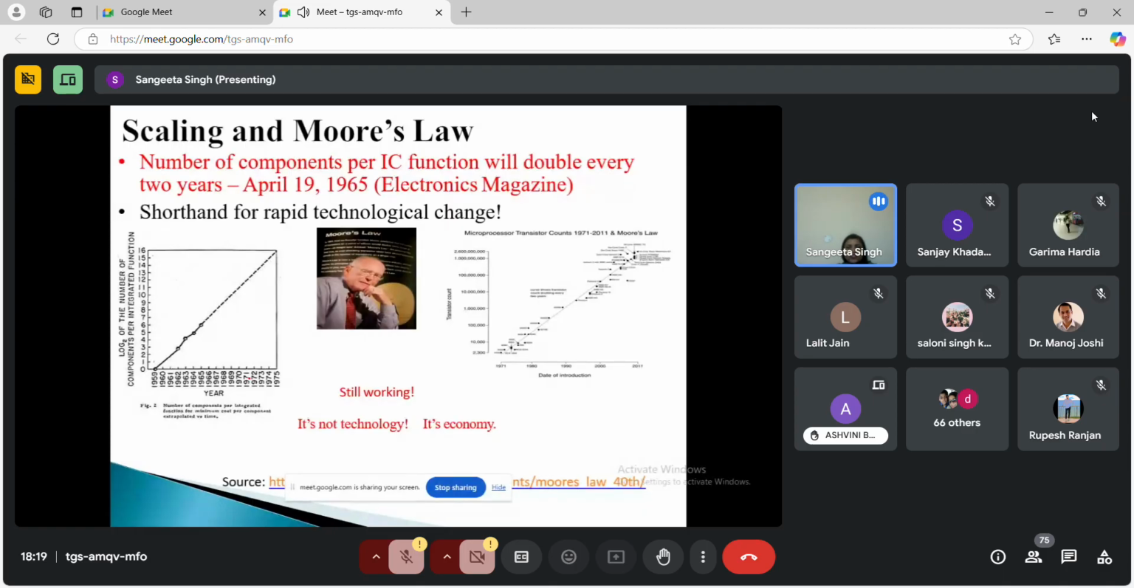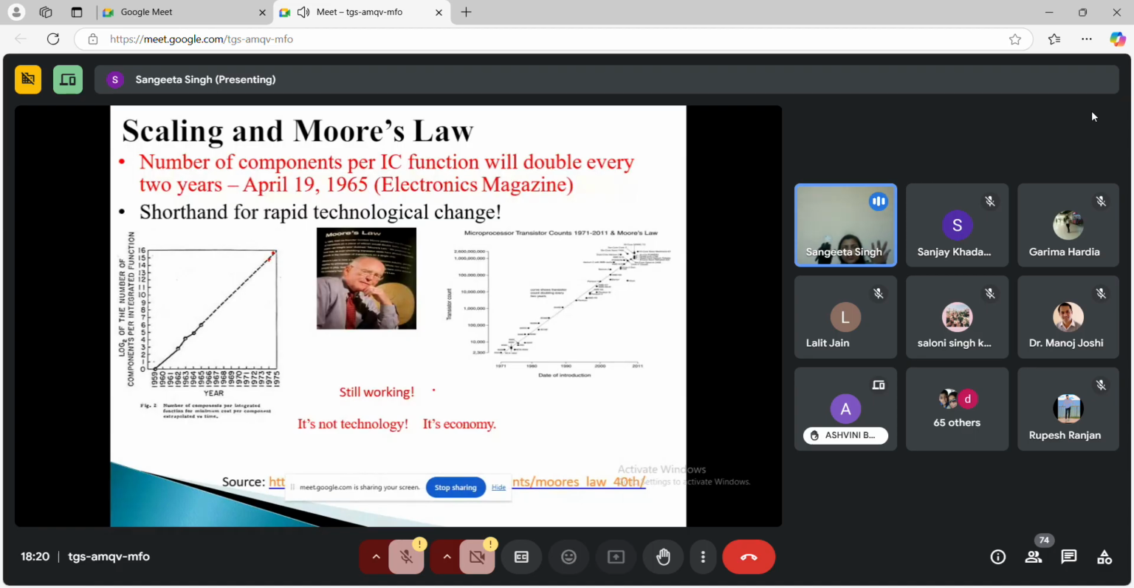So what was it? A technological law? No, it was a statistical law. He simply plotted the number of transistors in each year, and then he extrapolated that graph and predicted that yes, if this holds good, by 1975 this will be the number of transistors on the same area of an IC.